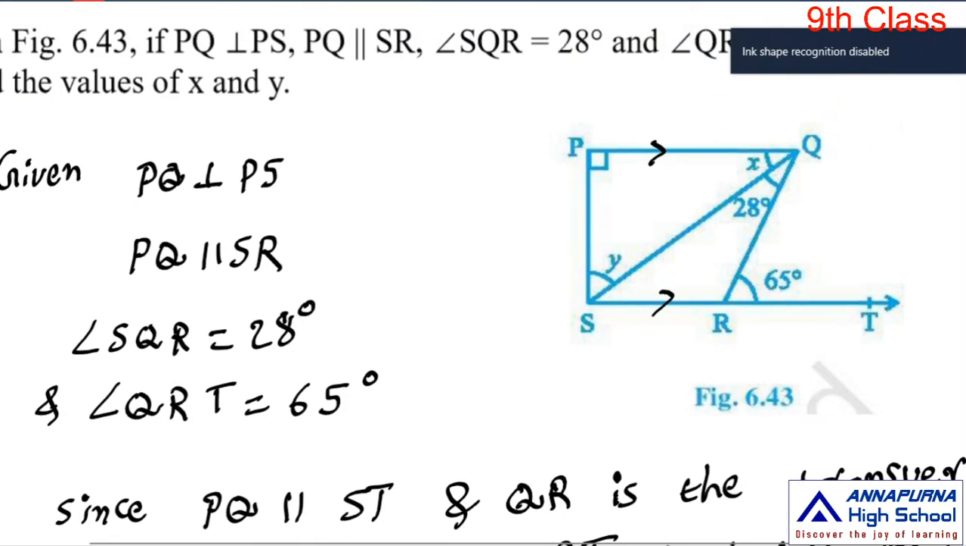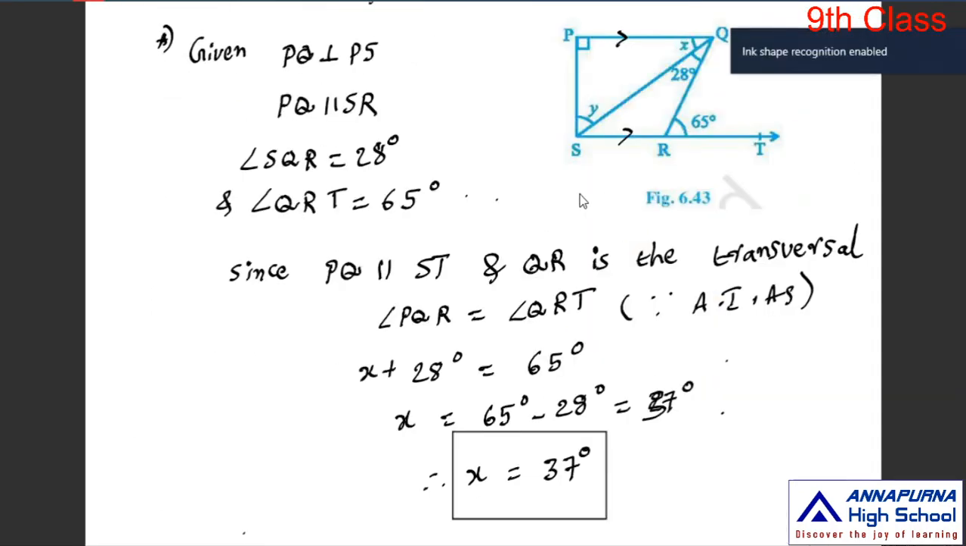See the figure. Angle SPQ in triangle SPQ. The sum of all interior angles of a triangle is 180 degrees, by using the angle sum property. What is the statement of the angle sum property? The sum of all interior angles of a triangle is 180 degrees. So angle P plus angle PSQ plus angle PQS is equal to 180 degrees. So 90 degrees plus y plus x is equal to 180 degrees.